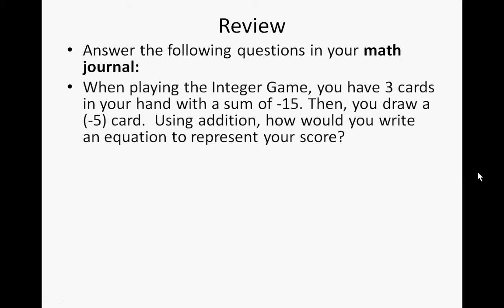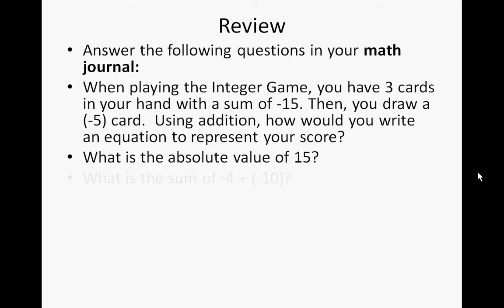So when playing the integer game, you have 3 cards in your hand with a sum of -15. Then you draw a -5 card. Using addition, how would you write an equation to represent your score? Next question, what is the absolute value of 15? Next question, what is the sum of -4 plus -10?